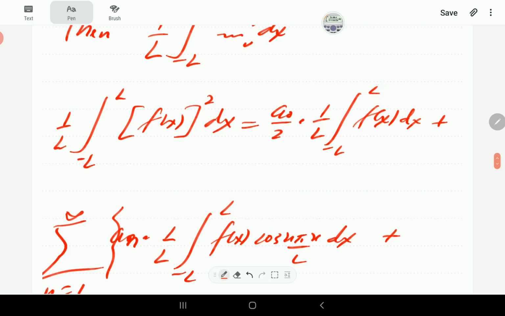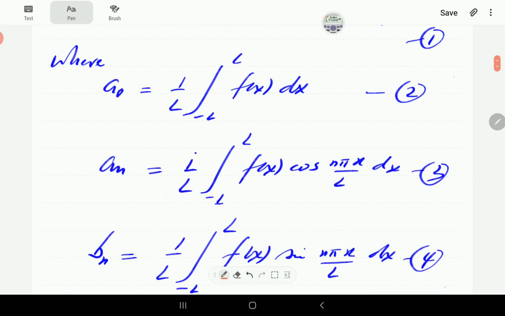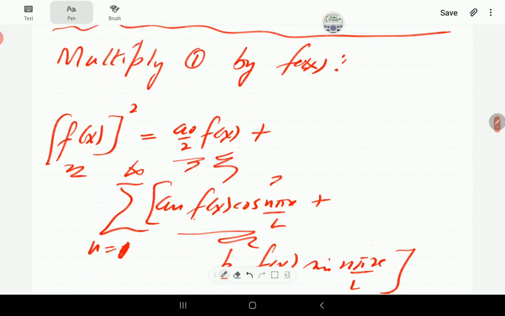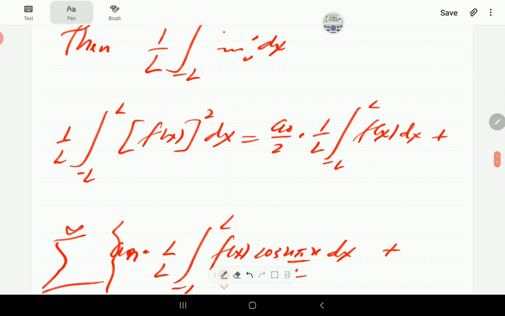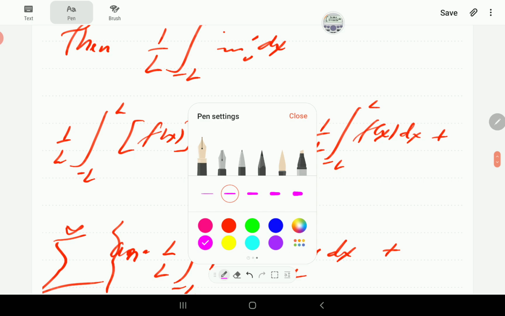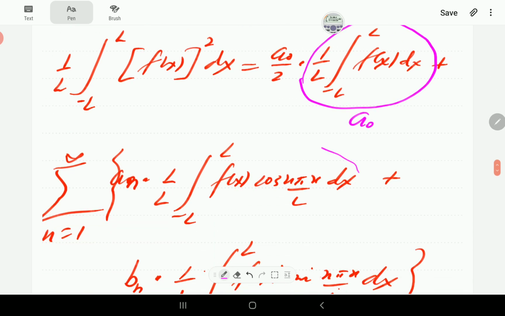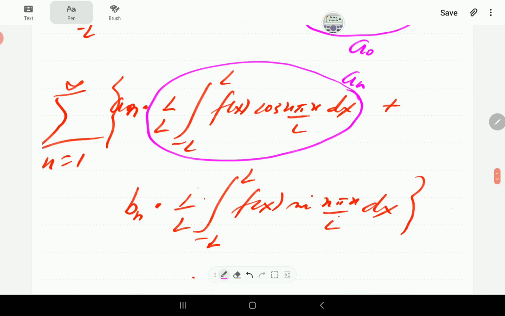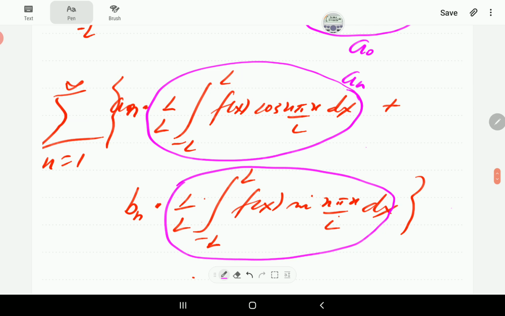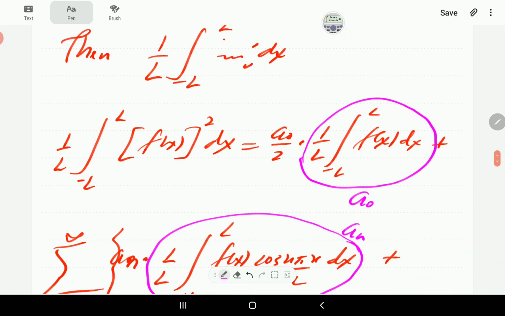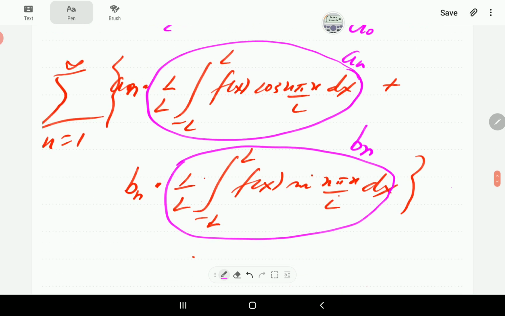However, using 2, 3, and 4, we know that this is just A0, this is AN, and this is BN. So the right hand side, we already have what we are looking for.